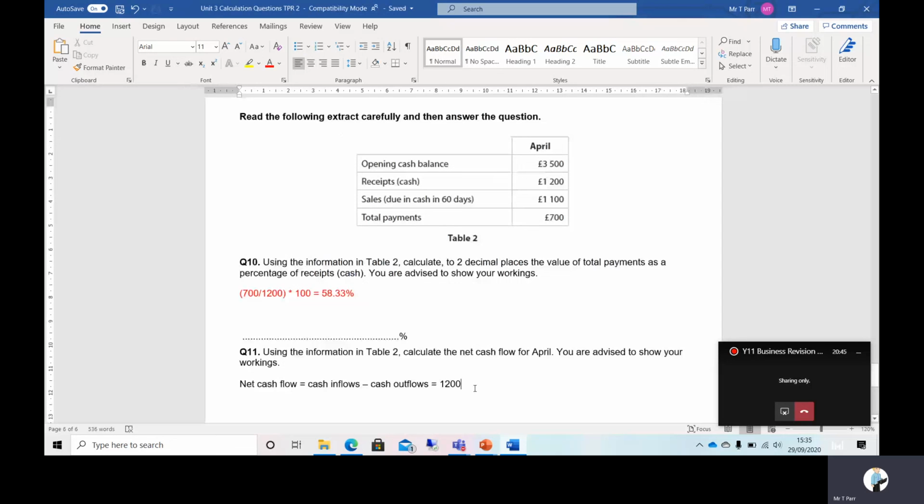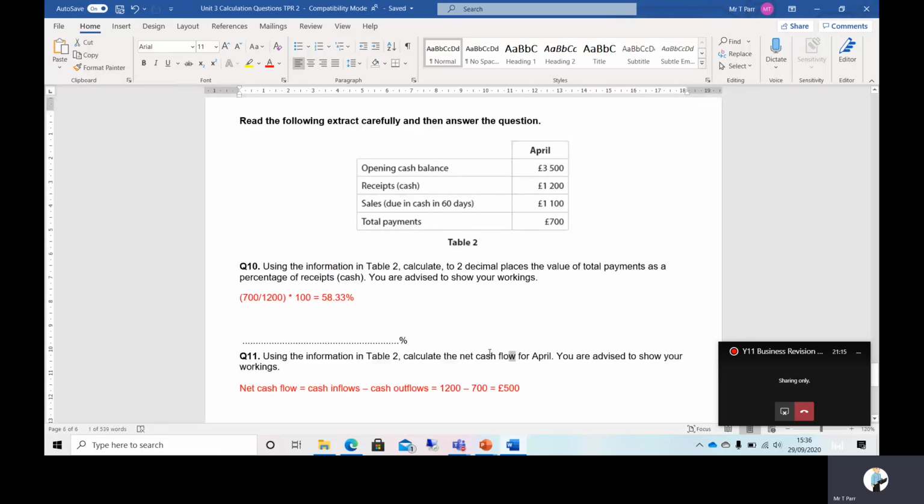So in this case, the only cash inflow we've got are those receipts in cash. And we take away our payments, which is 700, and that leaves £500. That's our answer, £500. So a bit of a naughty one there, but that's why that stuff is there in brackets. And the question says calculate the net cash flow for April. So you've got to be very, very careful how you do that.